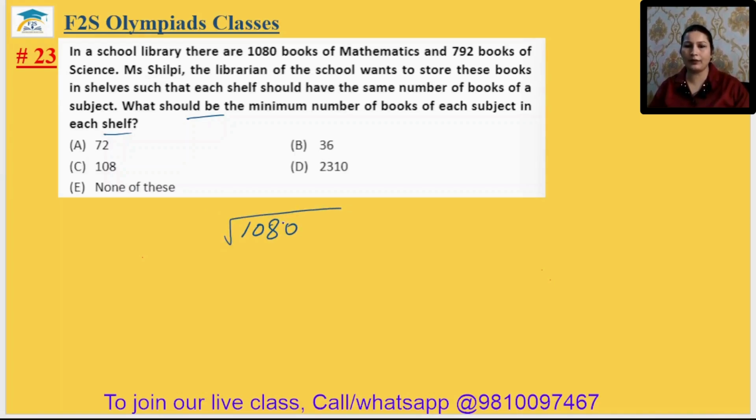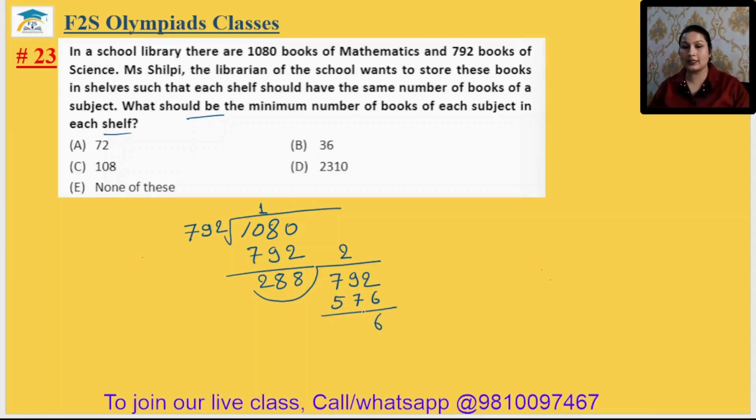1080 divided by 792. So ones are 792, 10 minus 2, 8, 8 and then 2. Divide with 792. So 288, 288 twos are 576. 5, 7, 6. 12 minus 6, 6. 8 minus 7, 1. And 7 minus 5, 2.